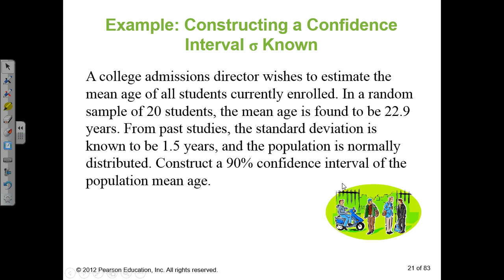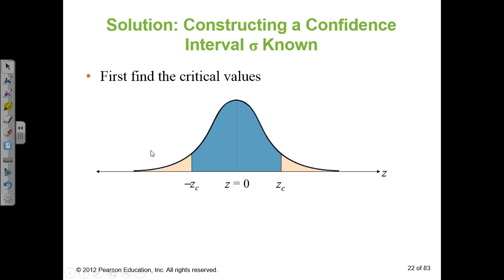Let's look at one more example. Now let's construct a 90% interval for the average age of all students. So they took a random sample of 20 students, and they found the mean age of those 20 students to be 22.9. Now in this case, we don't need to use the sample standard deviation because it is known from a past study that the population standard deviation is 1.5.